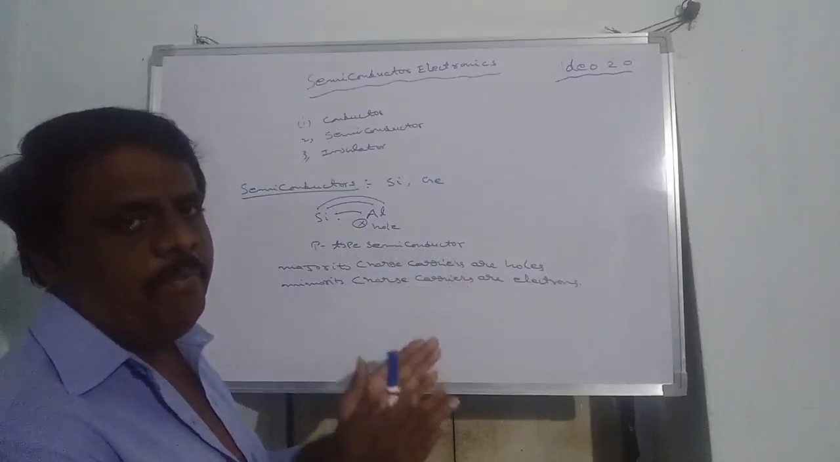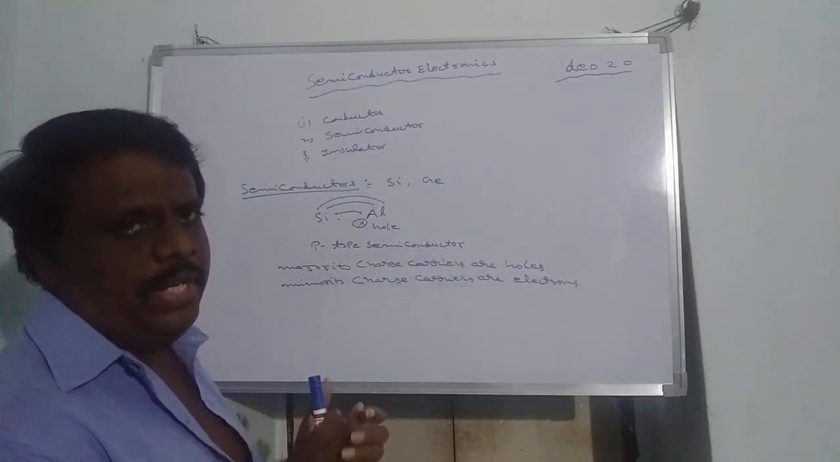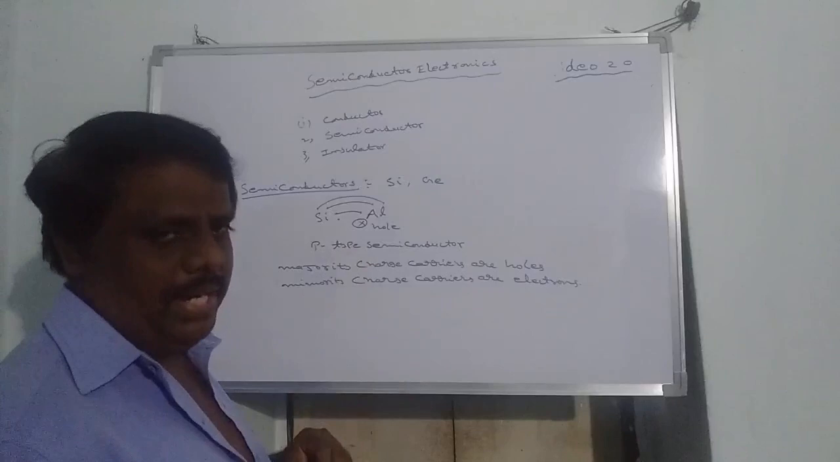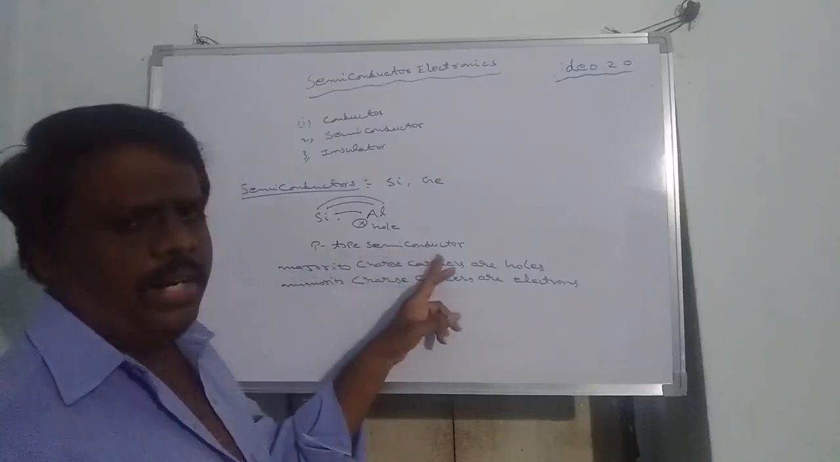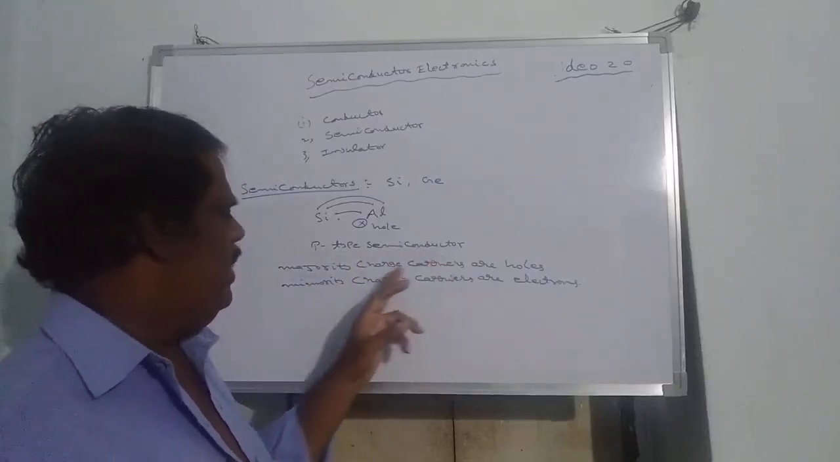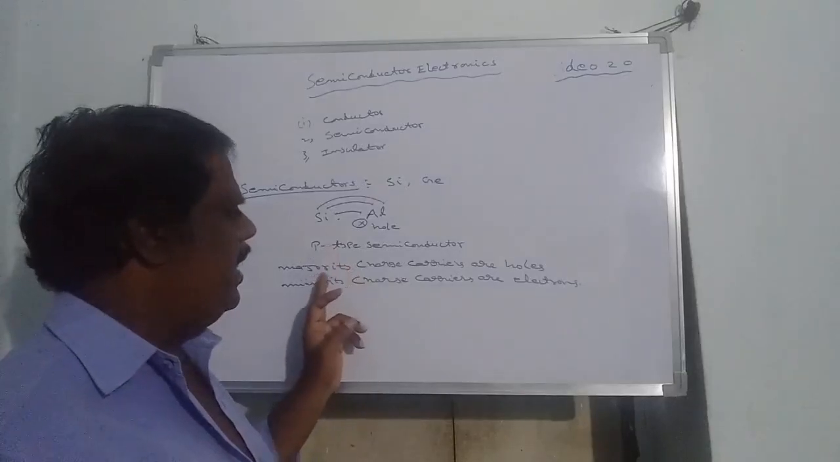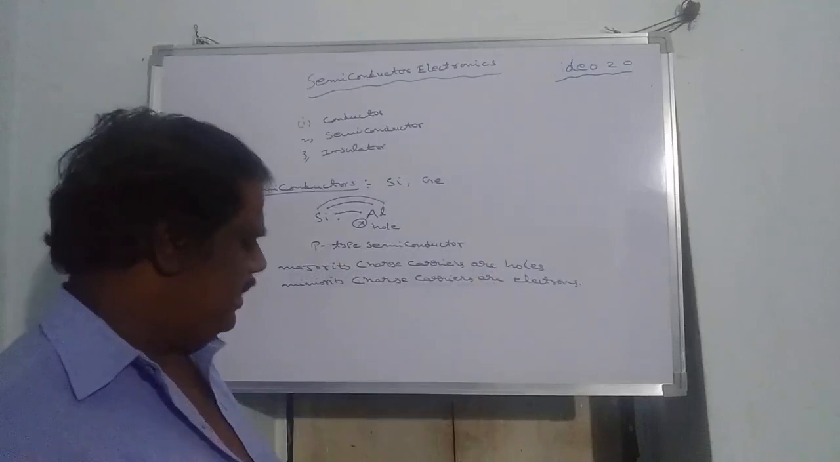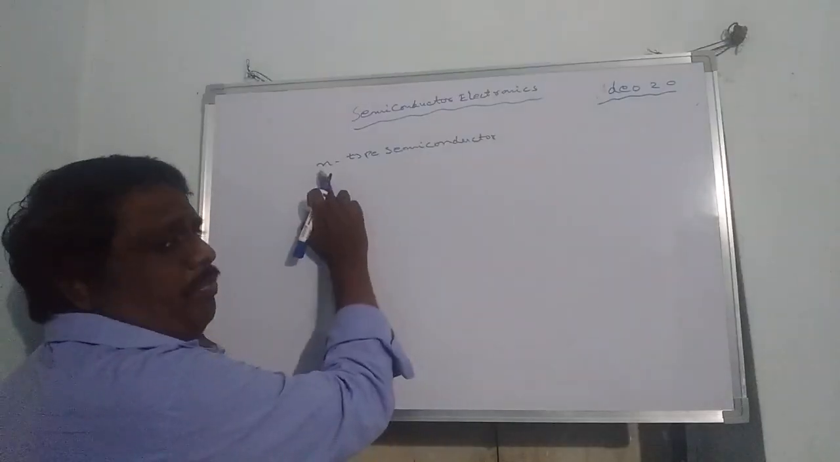When we are adding impurities to the pure semiconductor, then the semiconductors are called extrinsic semiconductors. So a p-type semiconductor is also an extrinsic semiconductor. In this p-type semiconductor, majority charge carriers are holes, minority charge carriers are electrons.